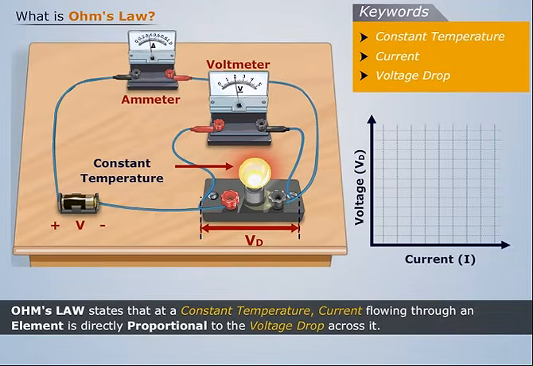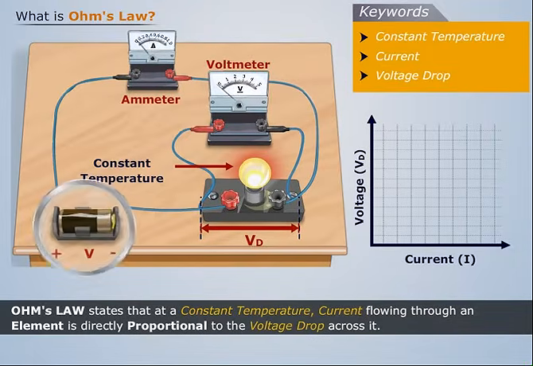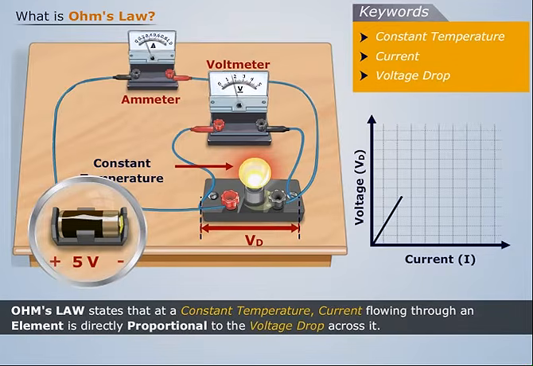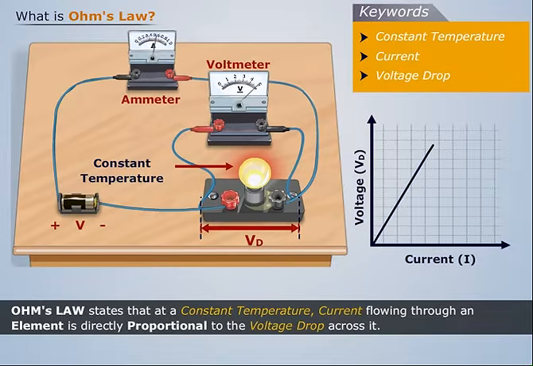Now, as we increase the voltage of the battery, we see that the amount of current flowing through the bulb and the voltage drop across it also increase uniformly. The straight line on the graph implies that the current flowing is directly proportional to the voltage drop. Thus, we can say that the bulb follows Ohm's law.